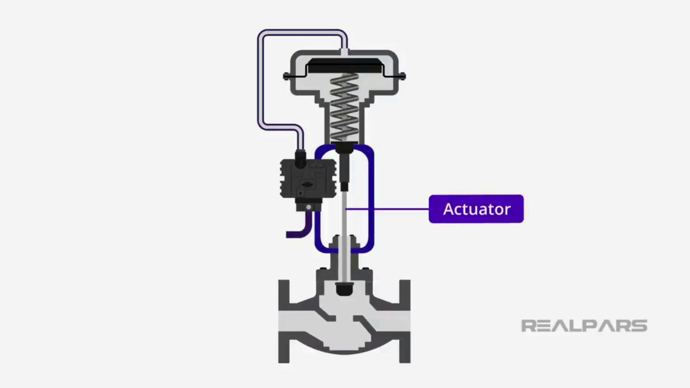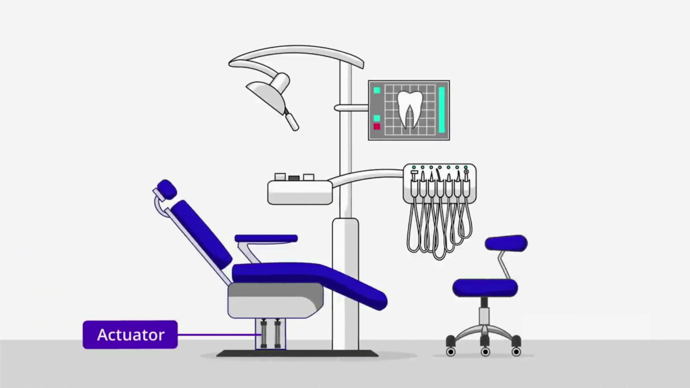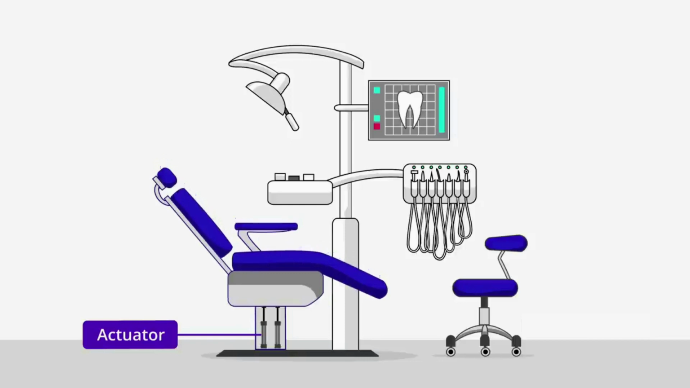What is an actuator? Simply stated, an actuator is a device that makes something move or operate. Actuators make life easier for us every day, and they are the workhorse of the industries. For example, your dentist uses an actuator to move the chair up and down.